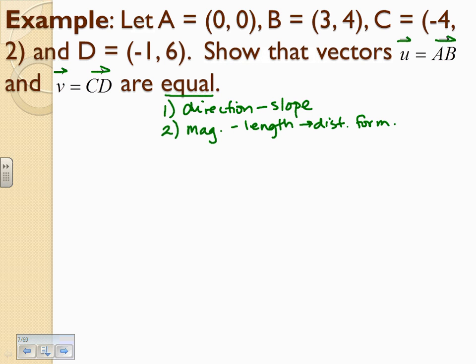Okay? So we need to do that for vector u and vector v. Isn't it fun just to say vector now? Oh yeah. Okay. So see if you can find both of those things. Let's find maybe the slope first. Is that cool?